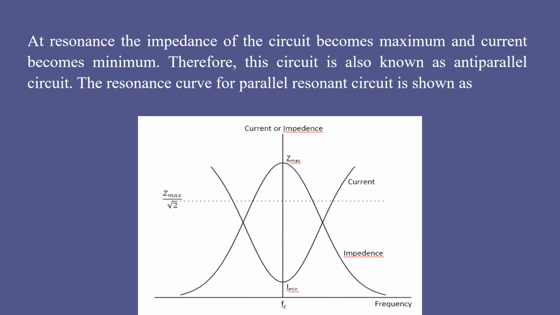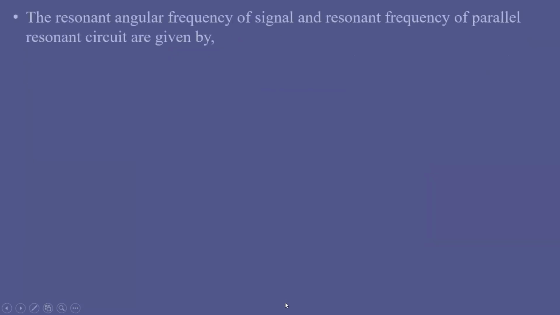In a series resonant circuit, the frequency at which the current becomes maximum is called the resonant frequency. But in case of a parallel resonant circuit, the current becomes minimum at the resonant frequency. It is exactly reverse. Okay.